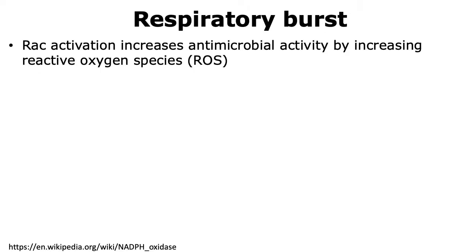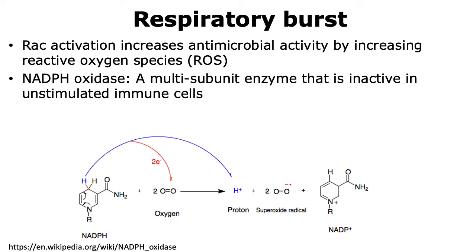Now that we've looked at migration, let us now see what other things RAC activation can do. RAC activation can also increase the antimicrobial activity of the innate immune cells by producing reactive oxygen species in those cells. For this purpose, we're going to look at the enzyme called NADPH oxidase, which is a multi-subunit enzyme that is usually inactive in unstimulated immune cells. NADPH oxidase can be activated when RAC is active.